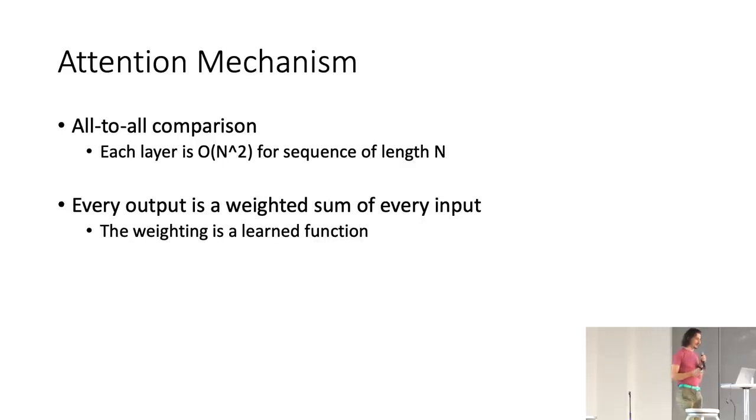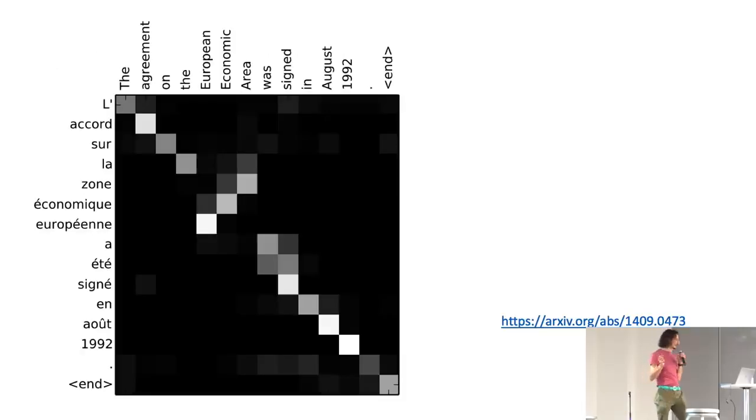And the way they do that is by having an all-to-all comparison. For every layer of the neural network, for every output of the next layer, it considers every possible input from the previous layer in this n-squared way. And it does this weighted sum of the previous ones where the weighting is the learned function, right? And then it applies just a fully connected layer after it. But this is great for a number of reasons. One is that you can look at this thing and you can visually see what it's doing.